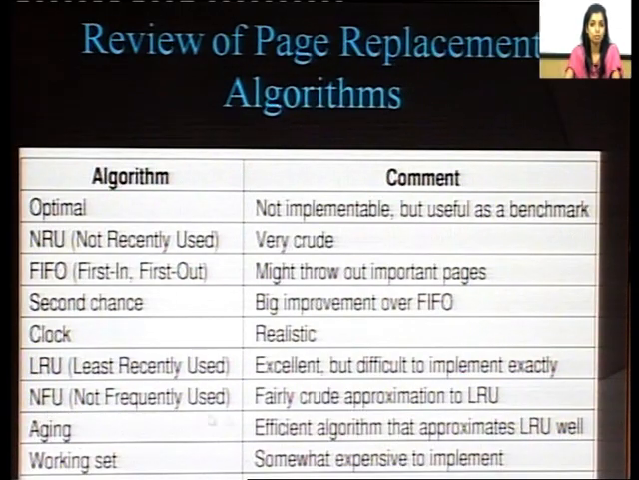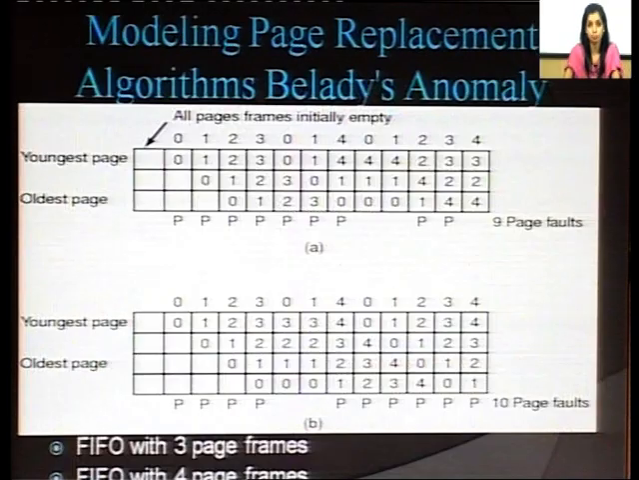Not frequently used is fairly crude, an approximation to least recently used. The aging algorithm is an efficient algorithm that approximates least recently used well. The working set algorithm is somewhat expensive to implement. WSClock is a good, efficient algorithm. So there are a number of replacement algorithms through which we can replace and swap a particular page in main memory. This is modeling page replacement algorithms.